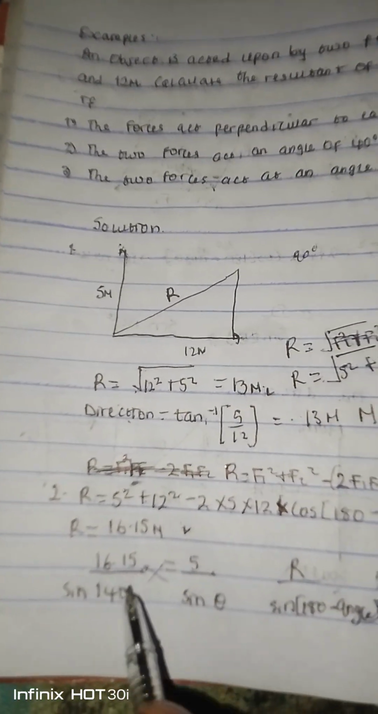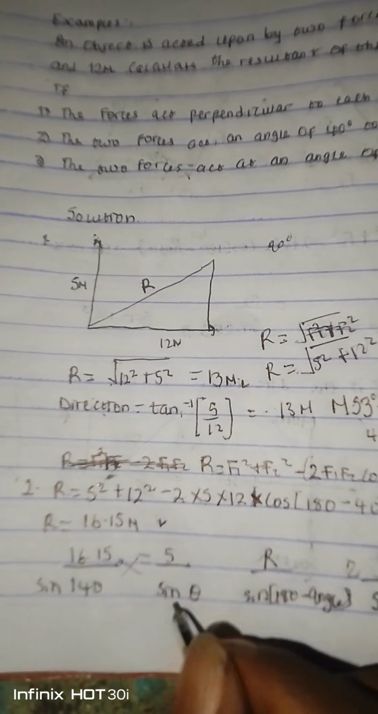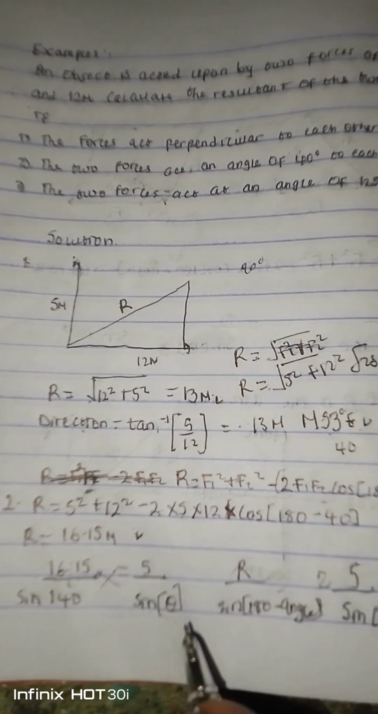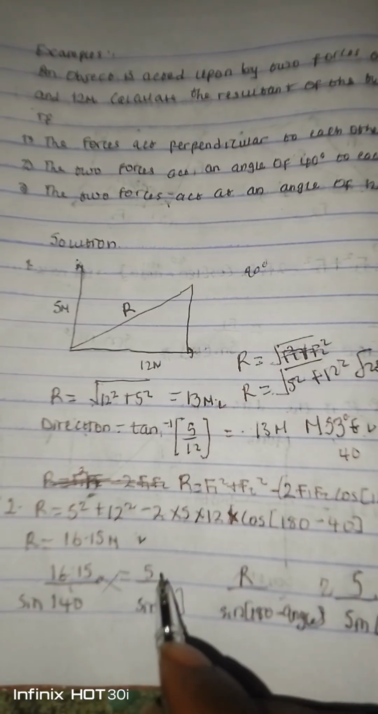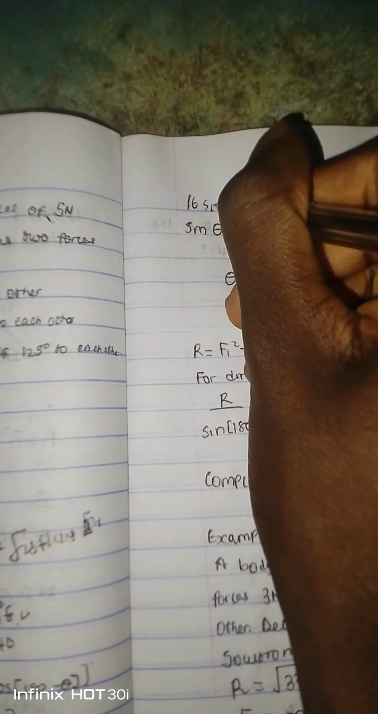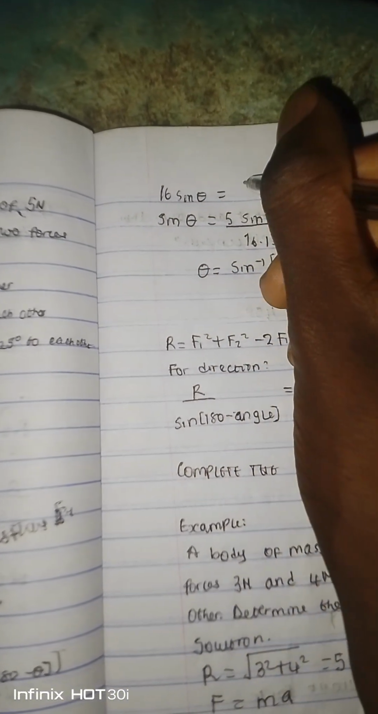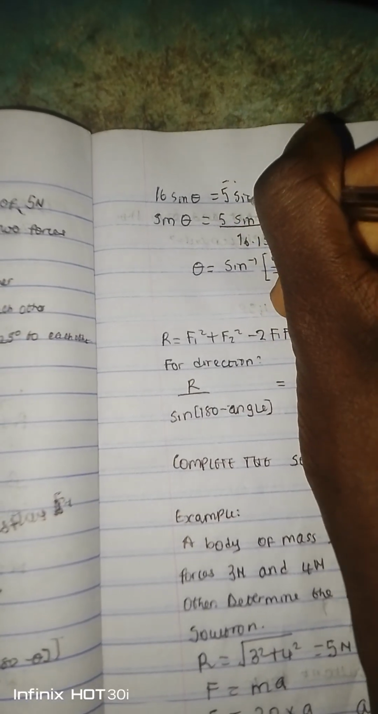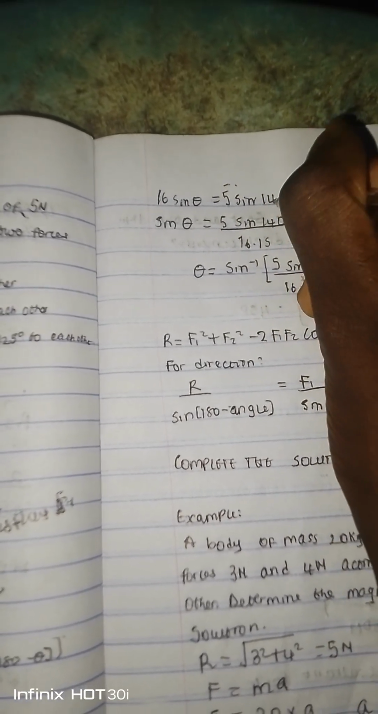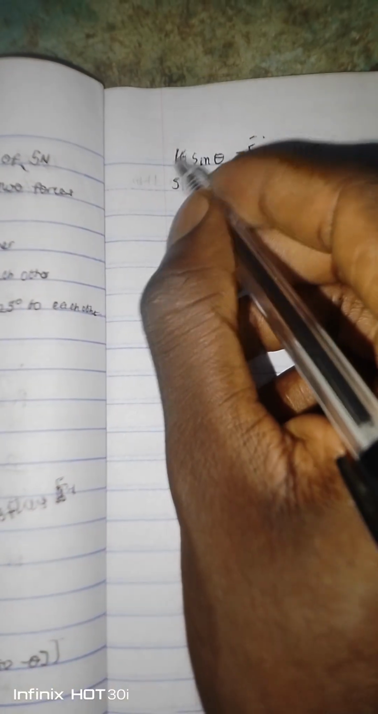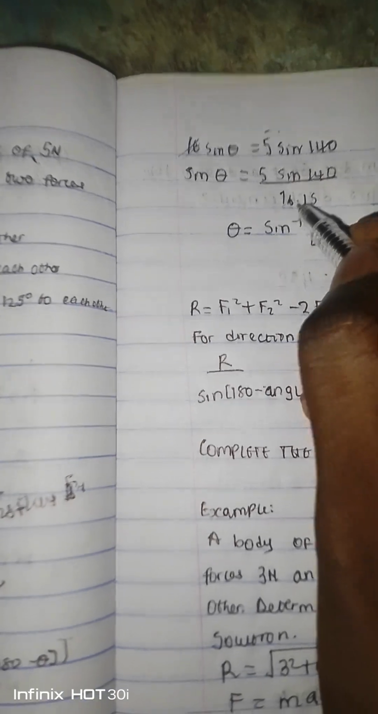So what will you do? Cross multiply. We are looking for this theta. This theta is our direction. 16.15 sine theta equals 5 sine 140. Let me write it here so you will understand how I get it. I'm just trying to make you learn how to be fast, because in JAMB you need to be fast. Then how do we get sine theta? Divide both sides by 16.15. Once you divide both sides, 16.15 will cancel 16.15. That's how 16.15 comes here.